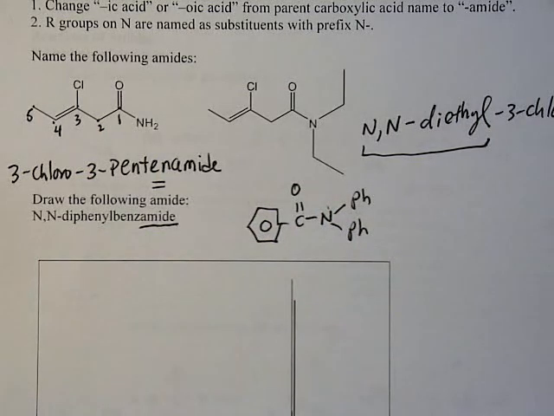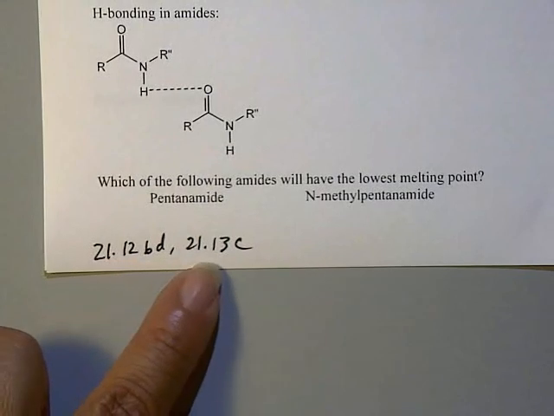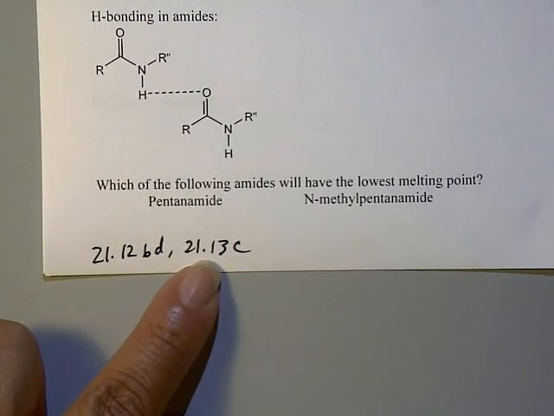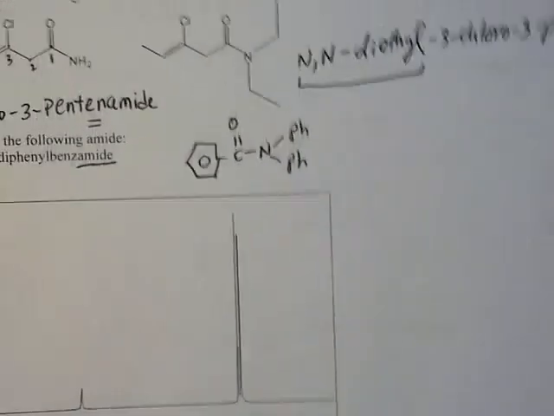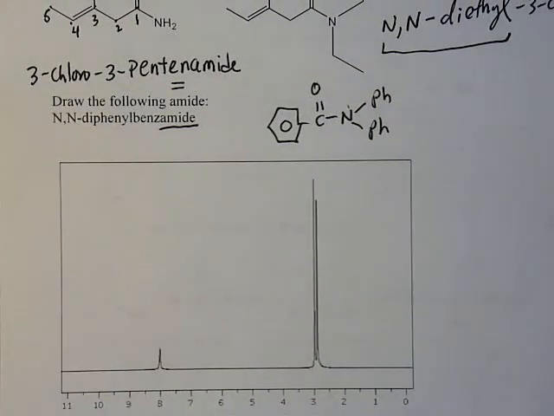All right, so hopefully you should be able to do naming problems as shown here, 21.12BD and 21.13C. And then we'll move on to the characteristics of amide bonds next.